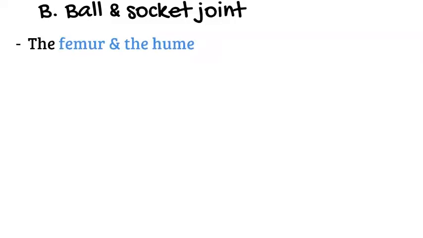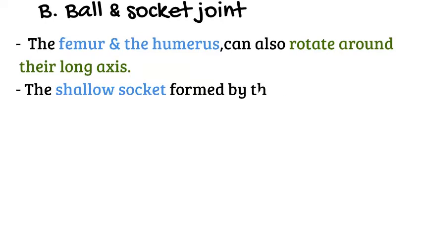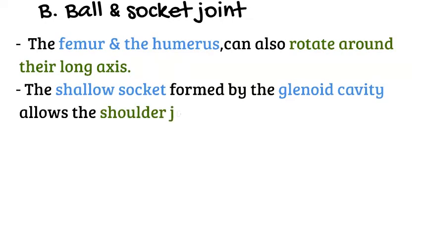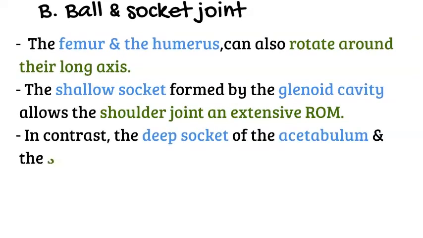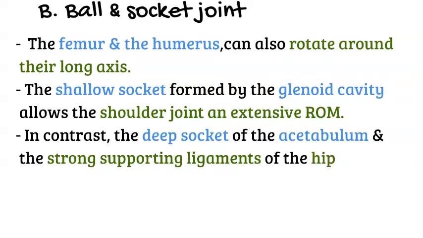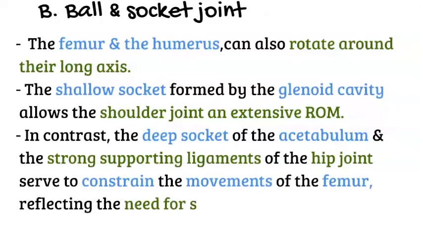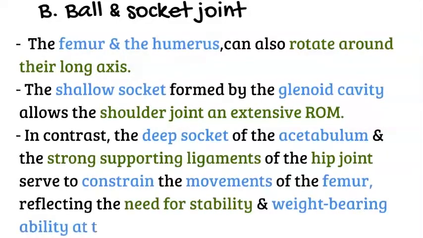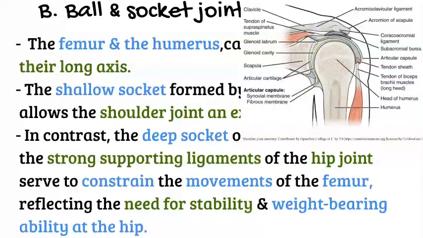The femur and the humerus can also rotate around their long axis. The shallow socket formed by the glenoid cavity allows the shoulder joint an extensive range of movement. In contrast, the deep socket of the acetabulum and the strong supporting ligaments of the hip joint serve to constrain the movements of the femur, reflecting the need for stability and weight-bearing ability at the hip. This picture shows the shoulder joint anatomy.